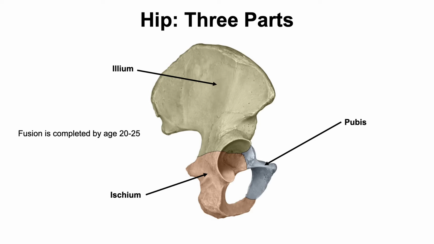And then you have the pubis, which is the most anterior portion of the hip and helps create the pubic symphysis area right in front, at your groin. These bones are separated for most of your childhood, with a cartilaginous region in between them that slowly ossifies. This ossification is usually finished between age 20 and 25.